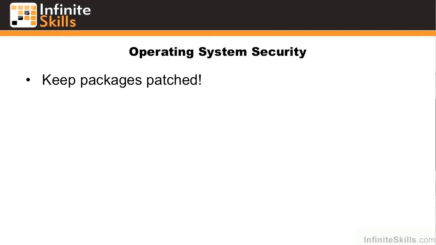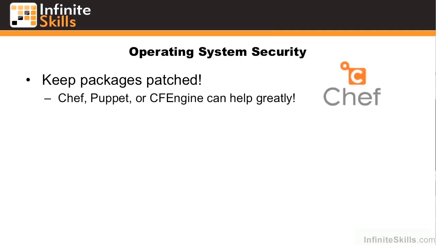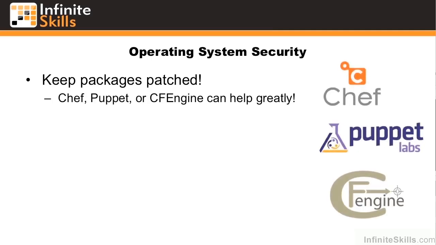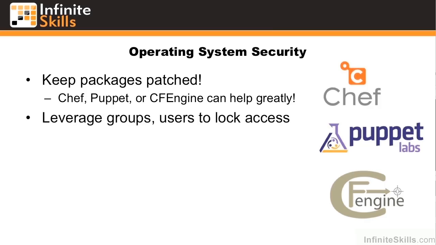Sony Corporation, for example, ended up on the front page of the New York Times when they simply forgot to update their web server and it was running with 3 or 4-year-old software and it got hacked. Chef, Puppet, or CFEngine are tools that can help greatly with this. These tools automate the process of package updates. Rather than going into 100 servers manually, these packages can log in for you and take care of package updates and so forth. Leveraging groups to lock user access.